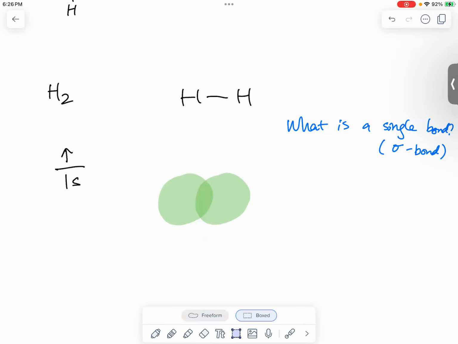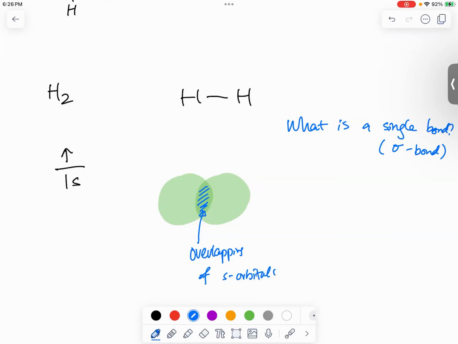And then we have another hydrogen. They will come close to each other, and there is a little bit of overlapping of the s orbitals of these two hydrogen atoms. And this overlapping of s orbitals is what we call a single bond or sigma bond. A single bond or a sigma bond is the overlapping of s orbitals. All right? So I think that's pretty easy to understand.